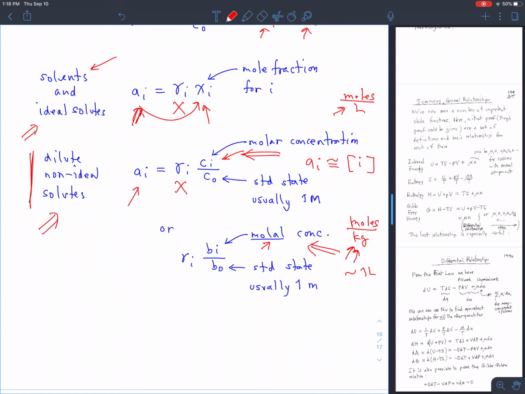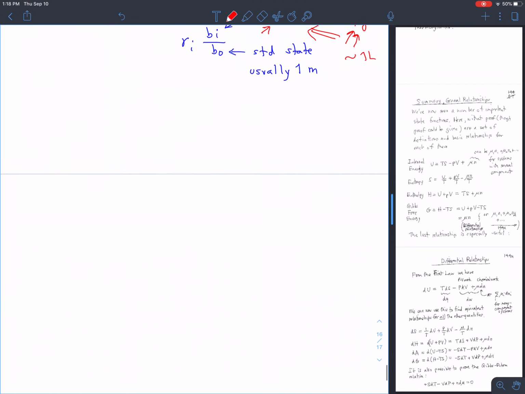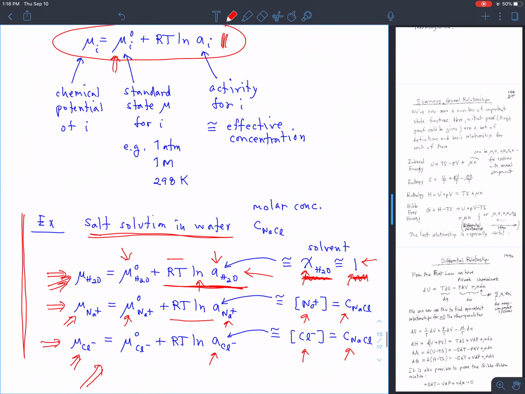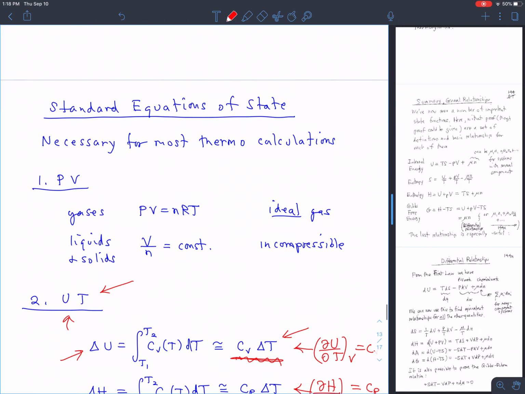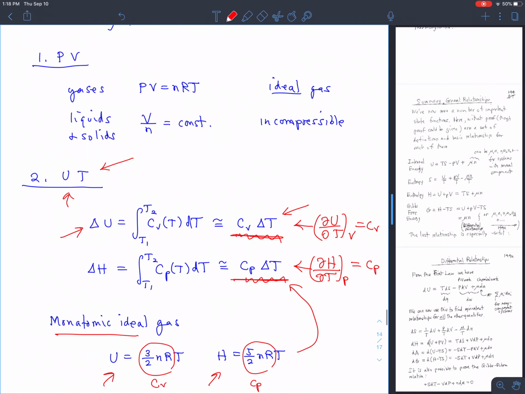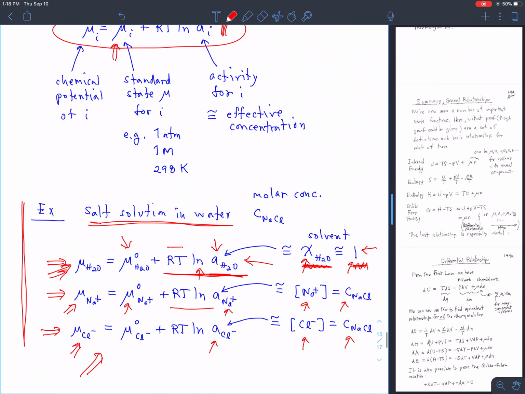But in the literature that I've seen, at least in my experience, molar concentration is much more common, and from a theoretical, statistical mechanical point of view, molar concentration is also best justified. All right, that is the set of standard equations of state that we'll use in developing our thermodynamic applications for the rest of the class.